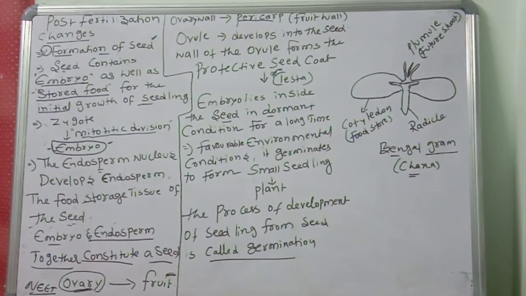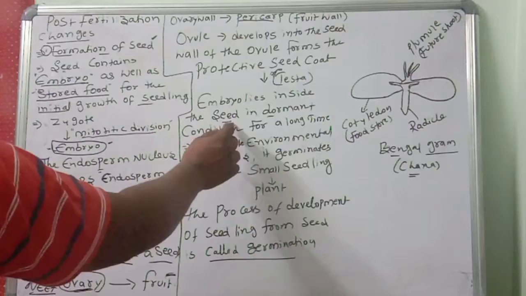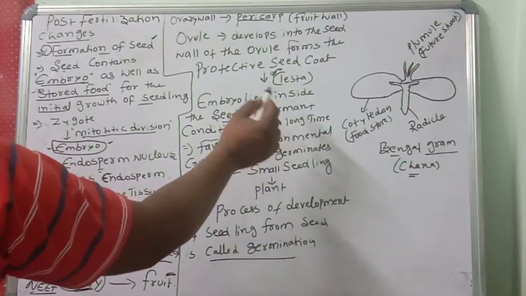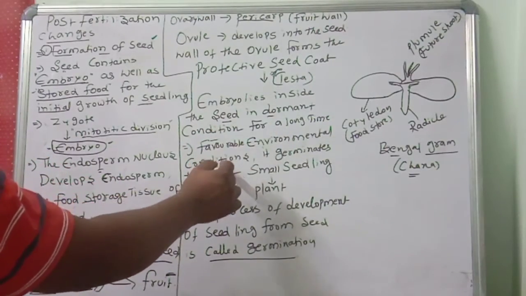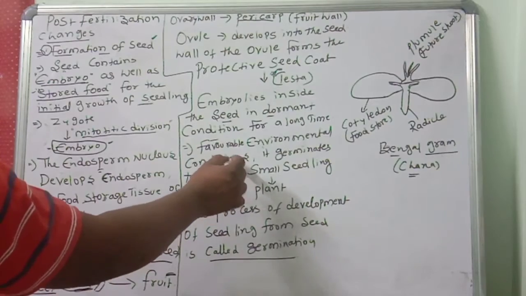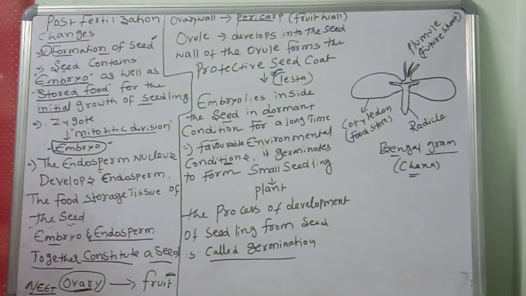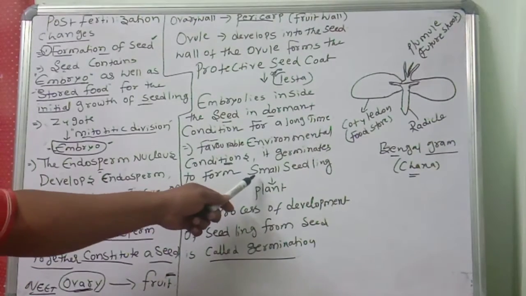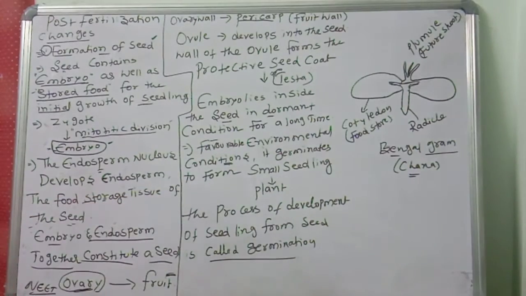So the embryo lies inside the seed in dormant condition for a long time. When favorable environmental conditions are there, what will happen? The embryo in the seed will germinate to form a small seedling. The small seedling converts into a plant. You know very well, when you take seeds and sow them, a small seedling forms, and that seedling will be converted into a plant.